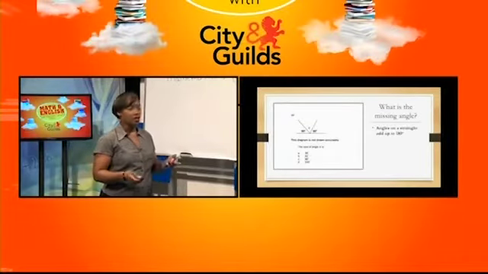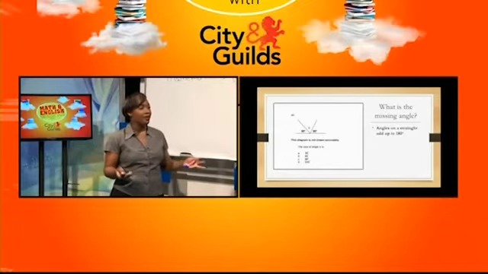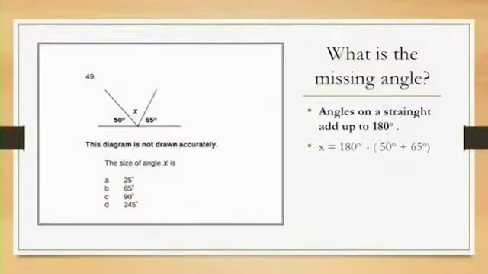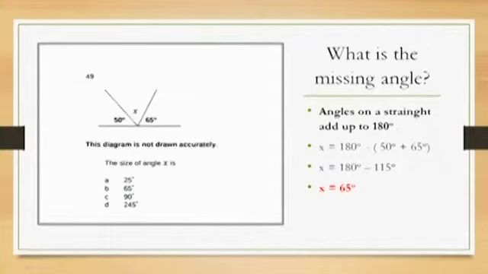Yes, angles on a straight add up to 180. Now, if you have that information, you can pretty much use this to figure out what x is. So x is simply equal to the sum of those two angles subtracted from 180. And we can do that very easy. So 50 plus 65 gives us a total of 115 degrees. We subtract that 115 from 180, giving us 65 degrees. So angle x is 65 degrees.